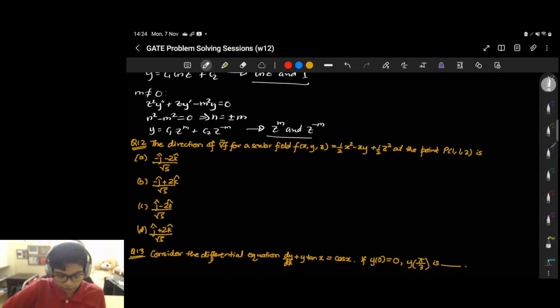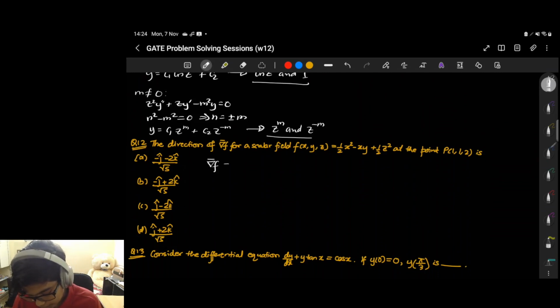So the next question, another question on gradient. The direction of gradient f for a scalar field f(x, y, z) equal to 1 by 2 x squared minus xy plus 1 by 2 z squared at the point P(1, 1, 2) is, we need to find out the value of the direction of this gradient. So gradient is defined as follows.